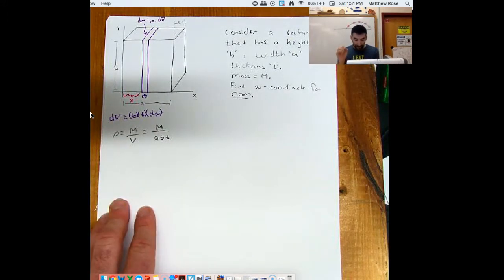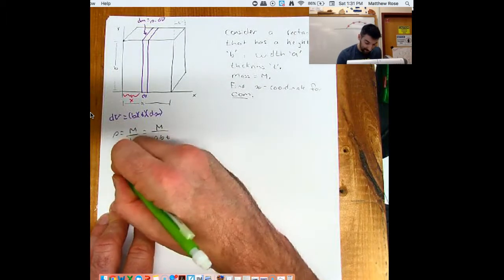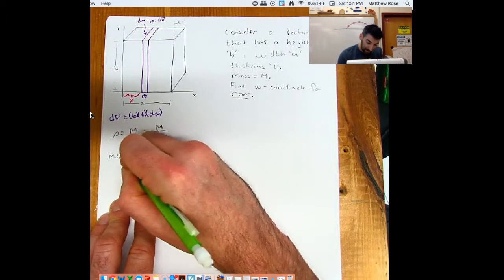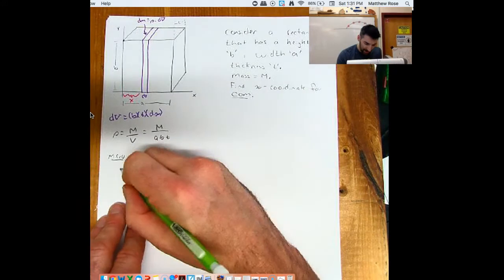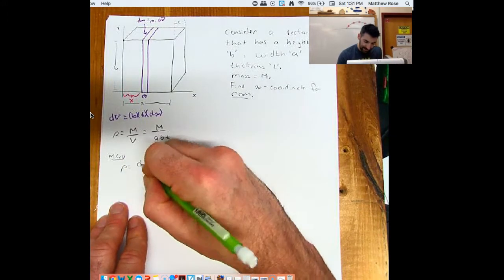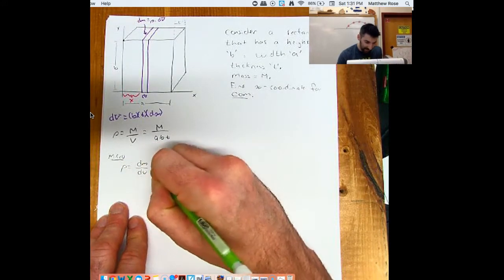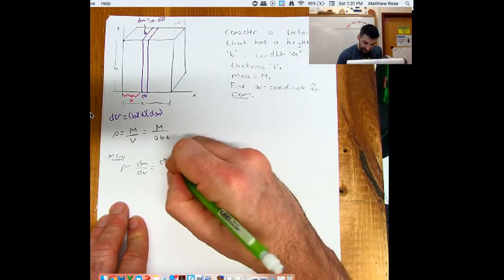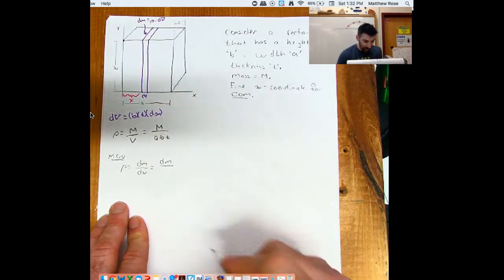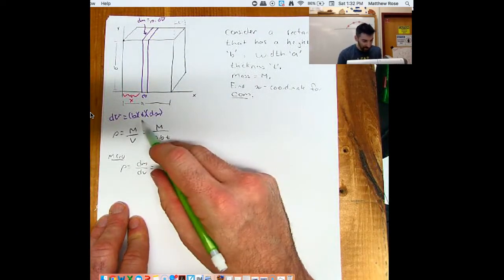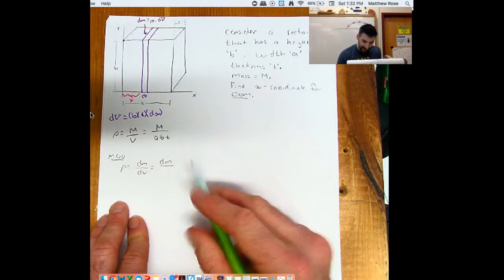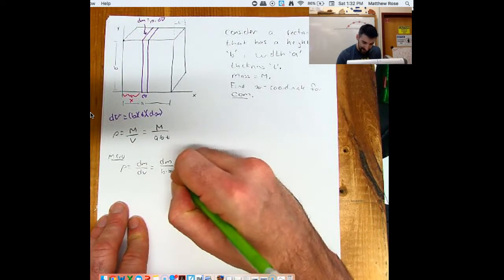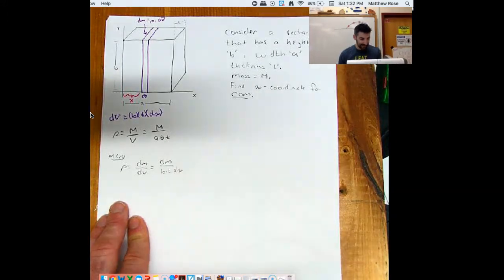So now my microscopic density, or my differential density, I'm going to call it micro, but I really mean my differential. That's going to be rho is dm over dv, which is really dm over what we just put down on paper, my b times t times my dx.